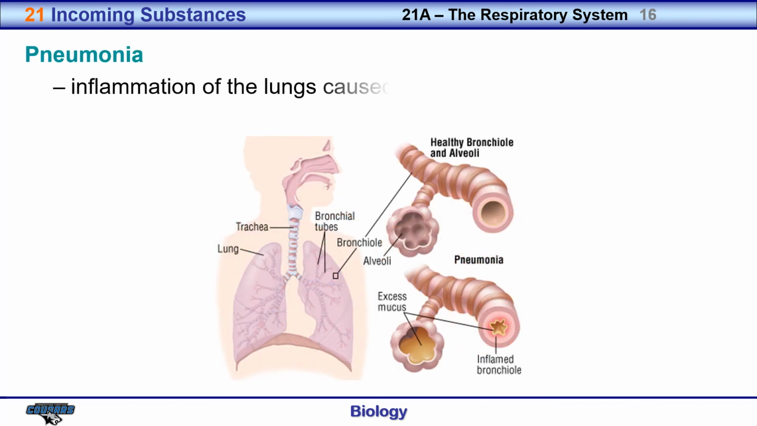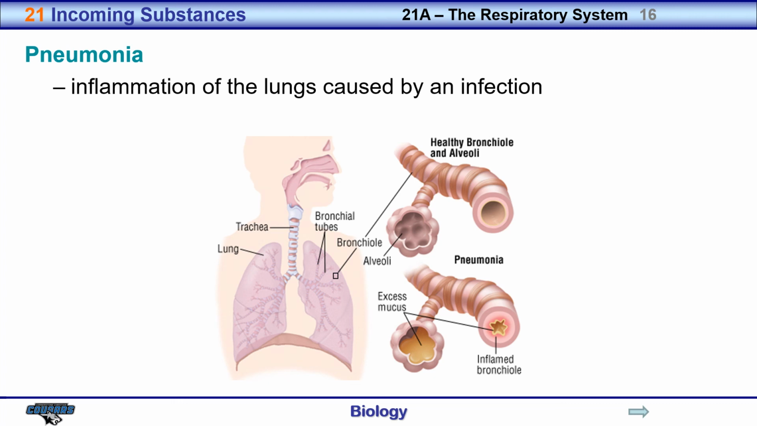And then pneumonia is another disorder of the respiratory system. And pneumonia is just an inflammation of the lung. It's usually caused by an infection. And there are different kinds of pneumonia. There's viral pneumonia and bacterial pneumonia. And it causes the bronchioles to become inflamed, as well as mucus to fill up these alveoli. And you can see that's going to make it very difficult to breathe.